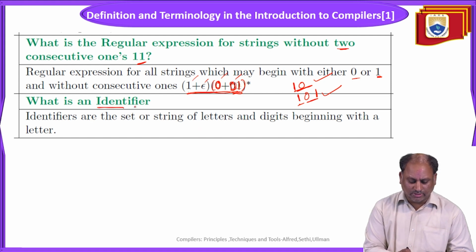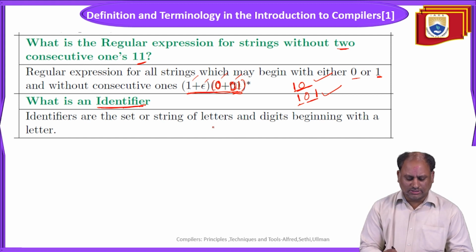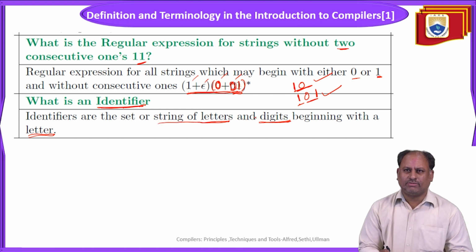Another one is, what is meant by an identifier? Identifiers are nothing but a set or string of letters and digits that begins with a letter. So we know that various letters, a, b, and digits 0, 1, all begin with letters. So there are some valid rules to follow, to decide whether it is a valid identifier or an invalid identifier.